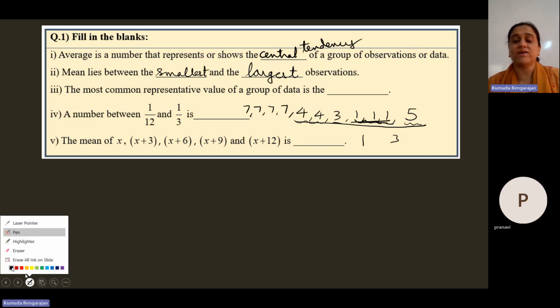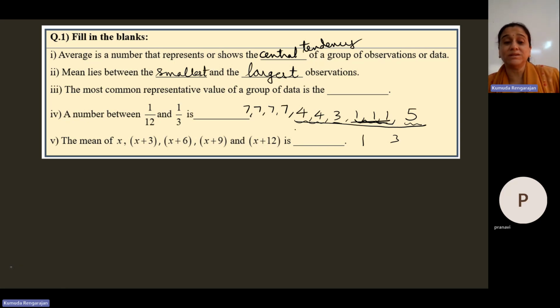Median is the middlemost value. That also doesn't lie between the smallest. Median is the middlemost value. But here they're asking for mean. Mean lies between. You'll have to complete this statement for mean.